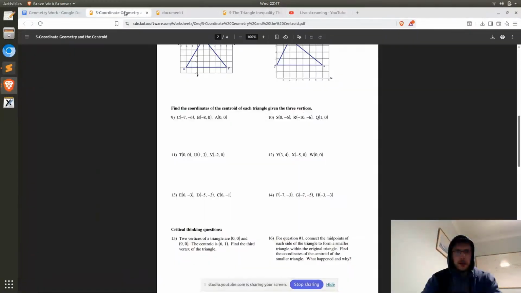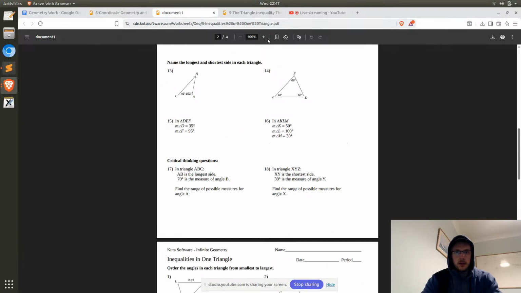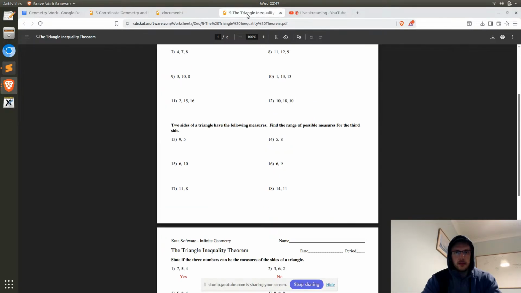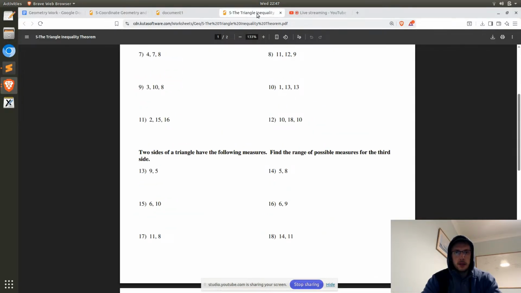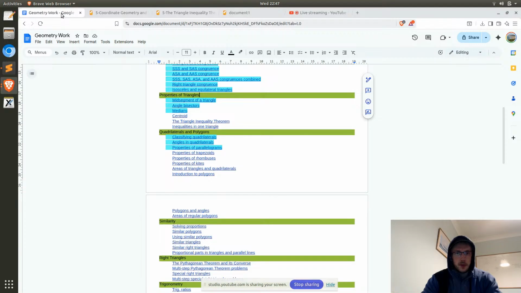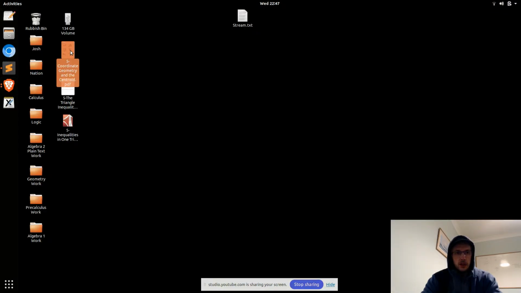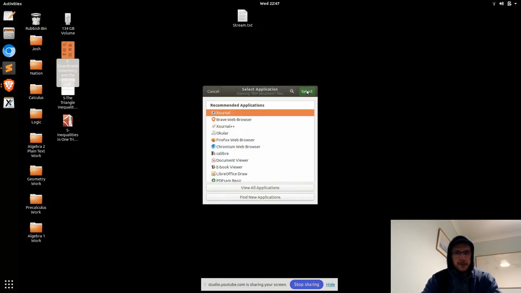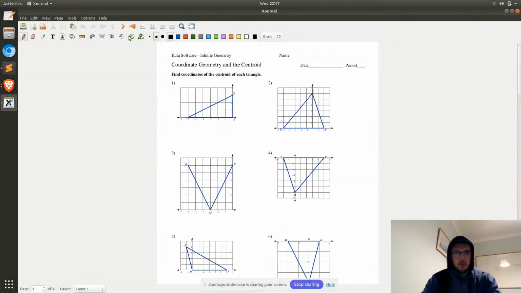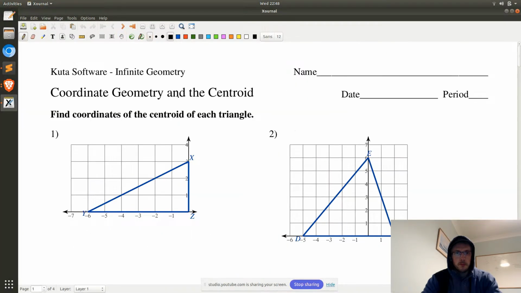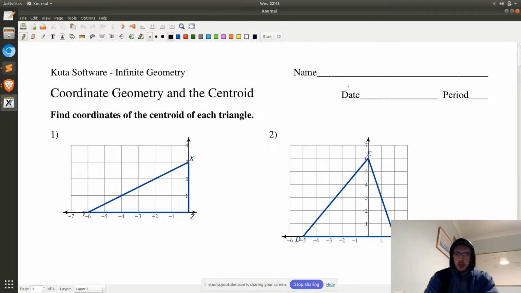So I'm sharing my screen, and we're going to begin with looking at the centroid of a triangle, and then the triangle inequality theorem, and then inequalities in one triangle. So we'll begin with the centroid. So we must find the coordinates of the centroid of each triangle.